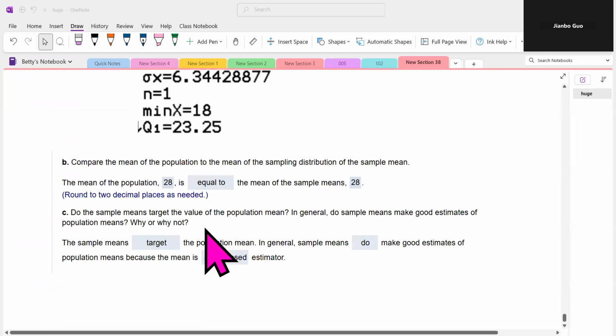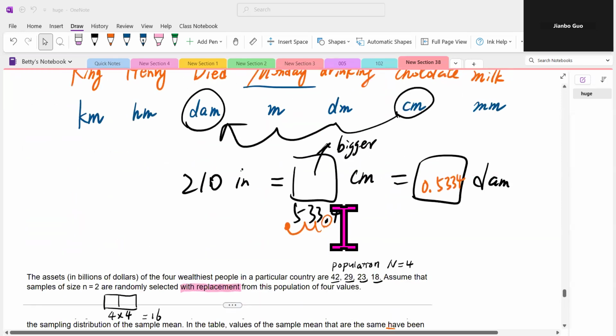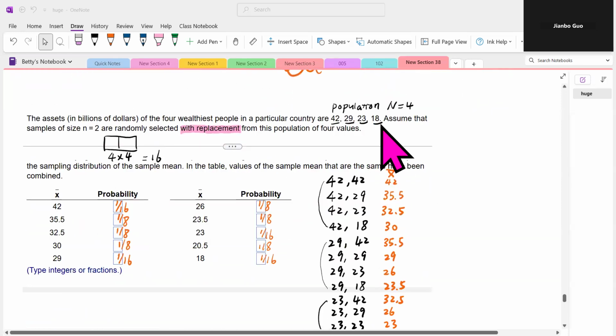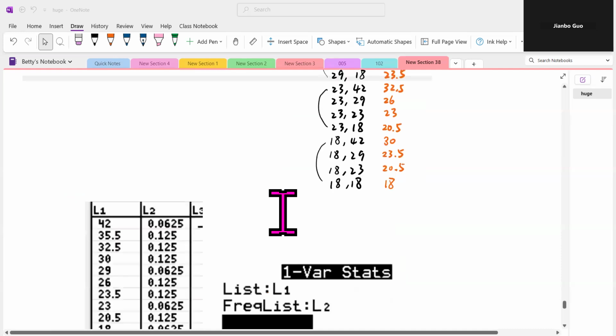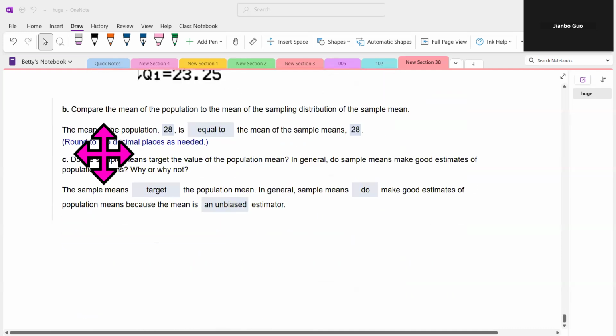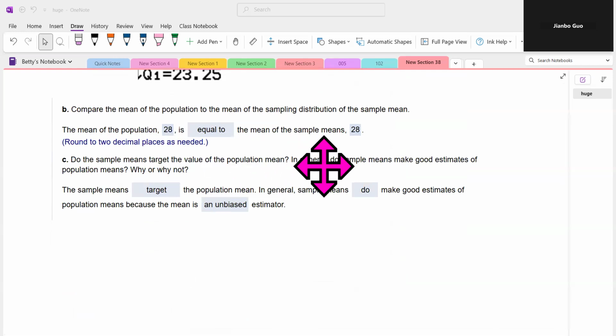And we can easily find the population mean. Population only has 4 values. You add those 4 values together and then divide the sum by 4. And you can do that very quickly. And it turns out the population mean is 28. So from this example, you can see the mean of the population is 28. It's the same as the mean of those sample means, which is also 28. And do the sample means target the value of the population mean? Obviously, yes, right? Because it's the same value.